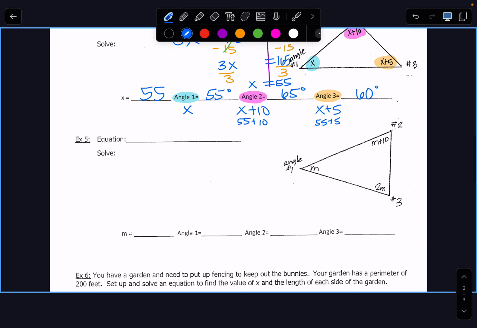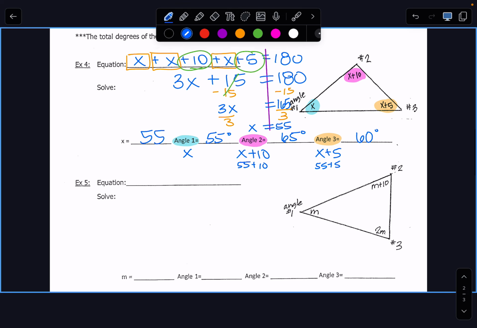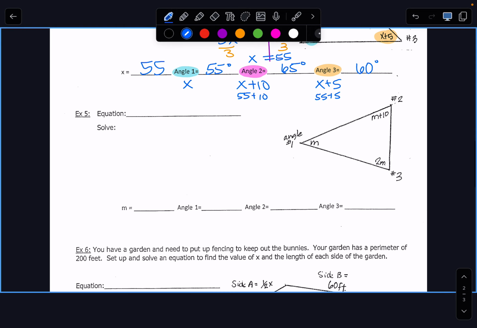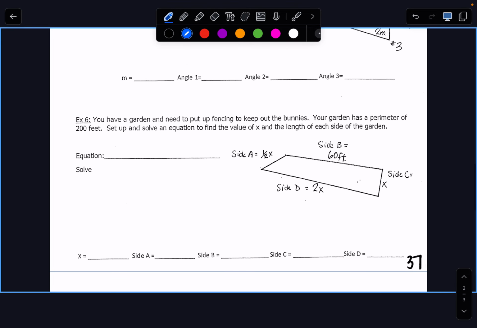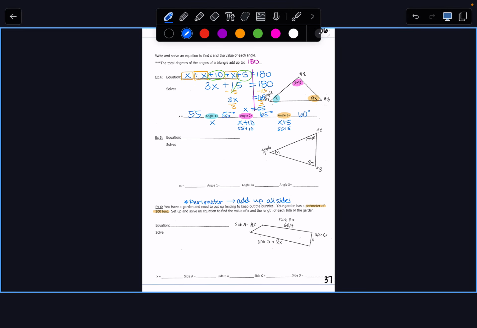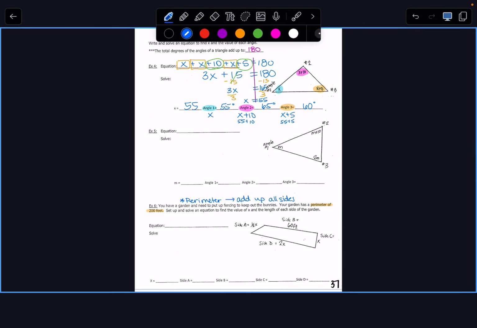Okay. Now, example 5 looks exactly like number 4. Example 6 is a little different because it gives you the perimeter of this garden. So I'm just going to make a little note that our perimeter means add up all the sides. Okay. So this is your job.